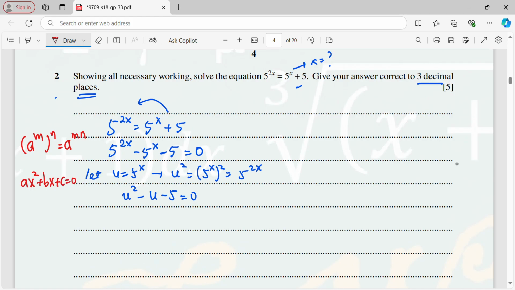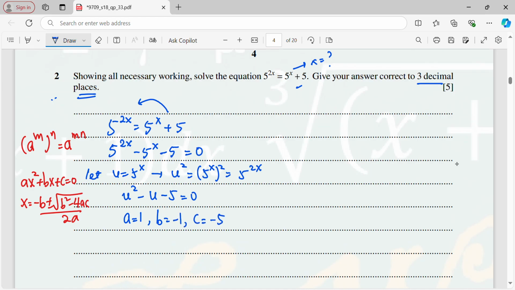Then from here, my x is going to be minus b plus minus square root of b squared minus 4ac over 2a. Okay, so which means now for the quadratic equation in terms of u, I will write down all the coefficients. So the coefficient for u squared is 1. That is my a equals 1. Then the coefficient for u is minus 1, because it's minus u here. Therefore, I will write b equals minus 1. Then the c is minus 5.